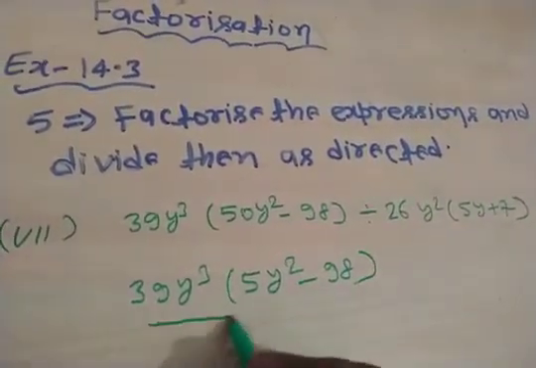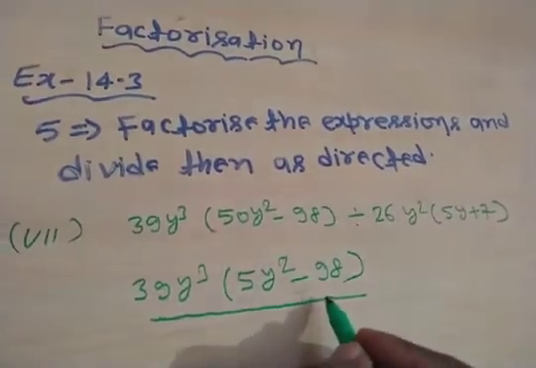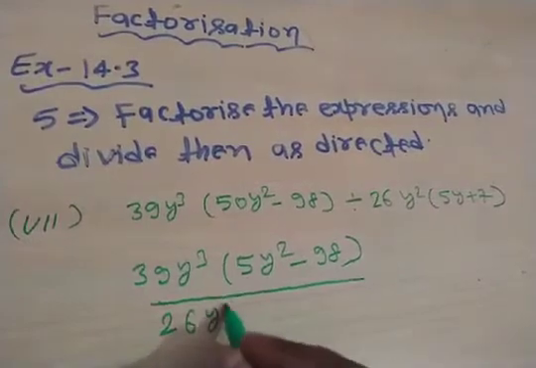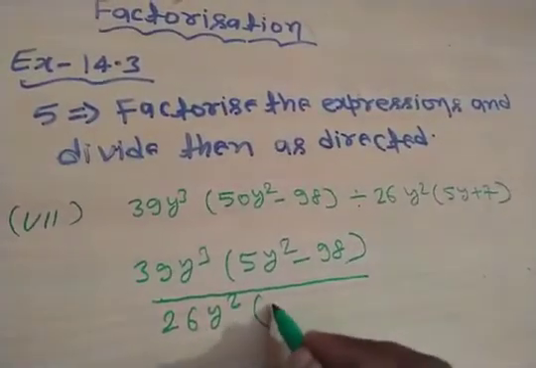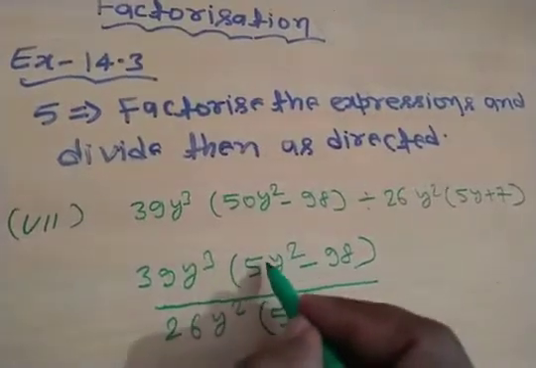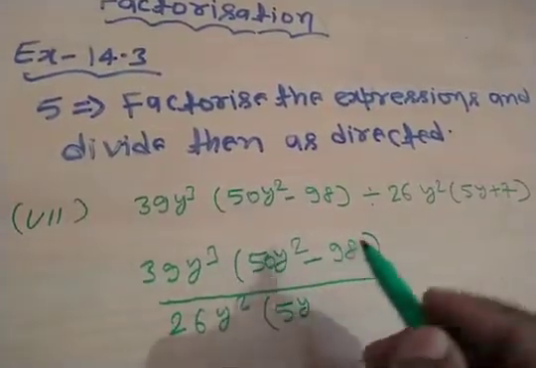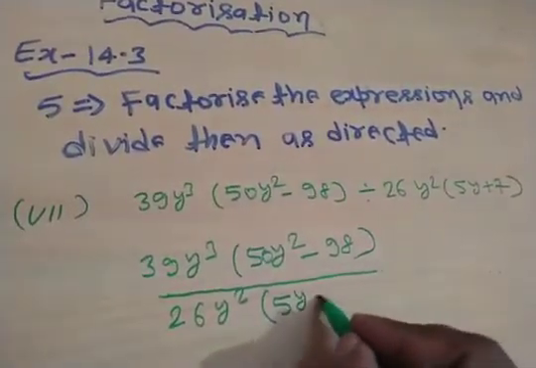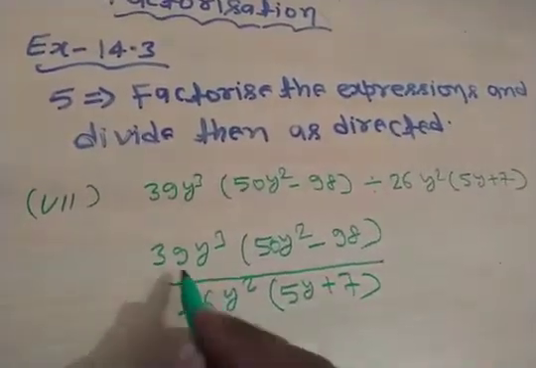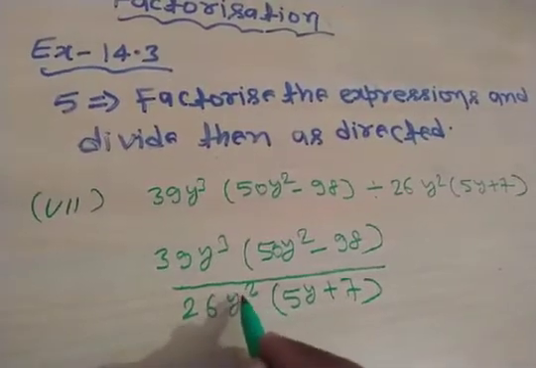Okay, we write this in vertical form: 26y square into 5y plus 7, and this is 50. Okay, so you could cancel it here.